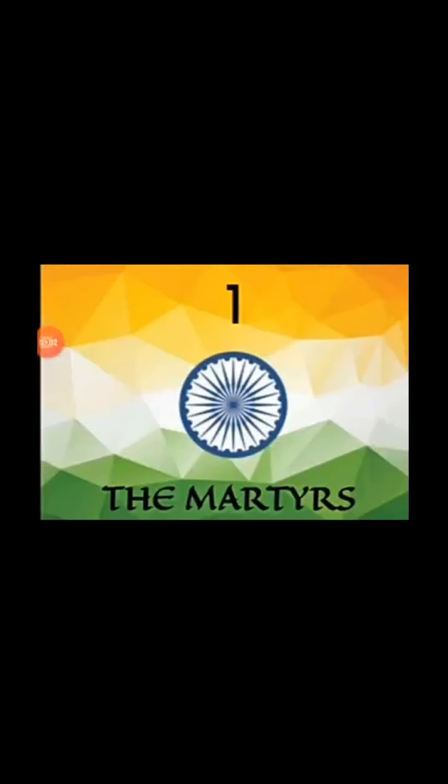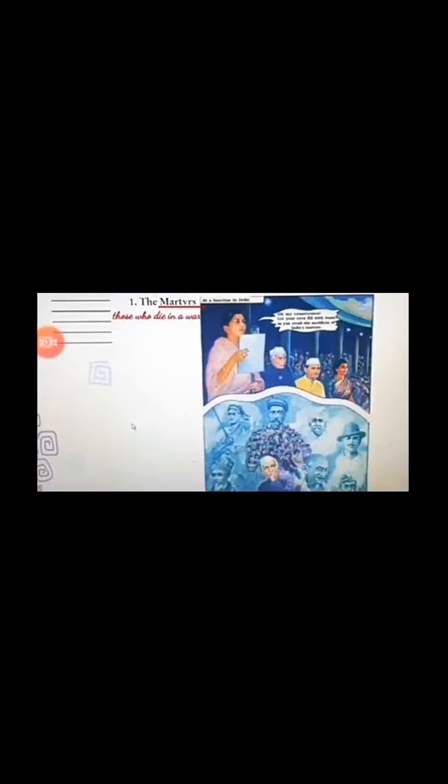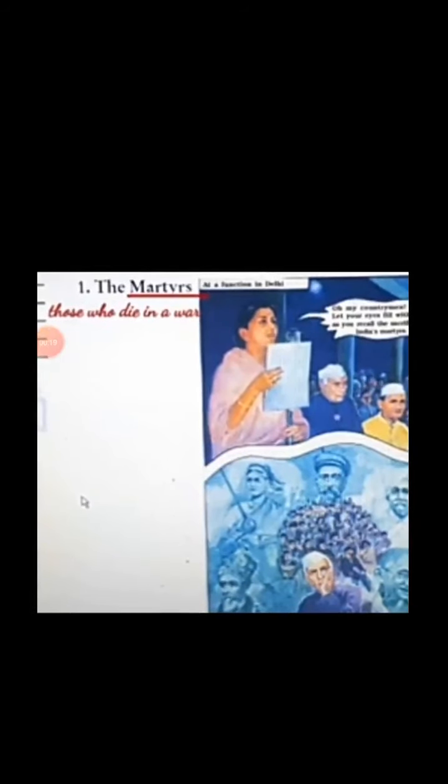Now let us start with part 1, the martyrs. What is the meaning of martyrs? Those who die in the war are called martyrs. This is the first picture in your textbook. This scene represents a function that took place in Delhi. You can see that the famous singer Lata Mangeshkar is singing a famous patriotic song about the martyrs who gave up their life for independence.